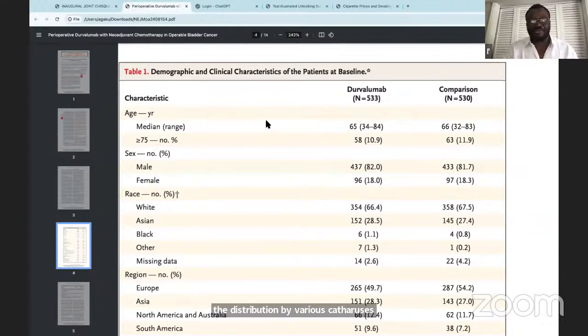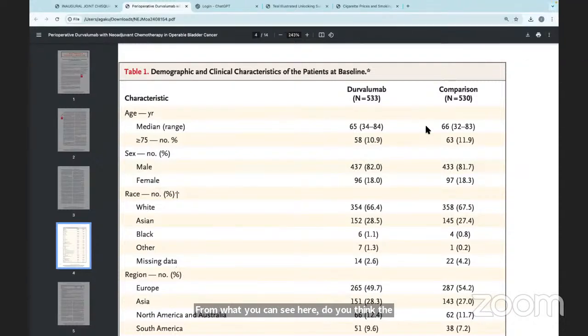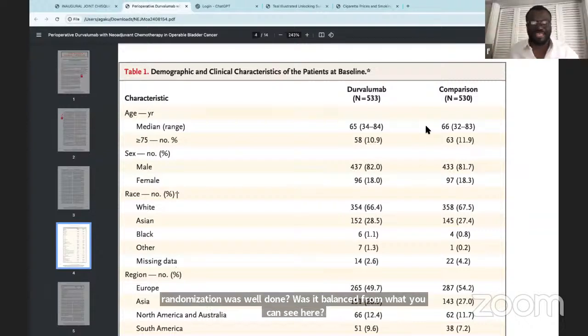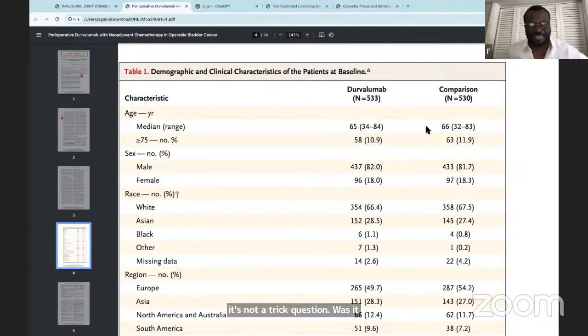Here, for example, we see that the median age and the range is 65 years versus 66 years, right? The ranges are provided in the brackets. From what you can see here, do you think the randomization was well done? Was it balanced from what you can see here? It's not a trick question. Was it balanced roughly? Can you say that the groups are balanced?